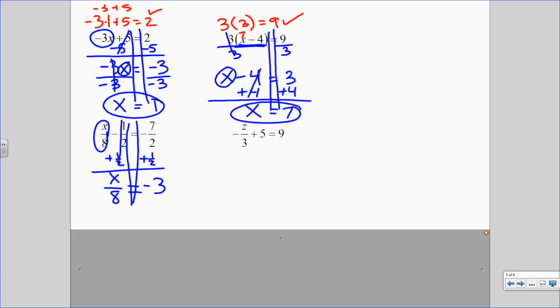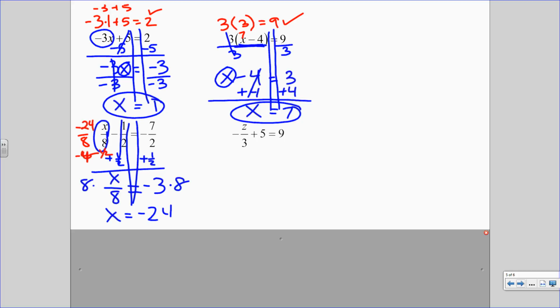And since I'm being divided by 8, I would want to go ahead and multiply. So you would multiply by 8 on both sides, and x would equal negative 24. Then we would want to check that and see if that is correct. So I would plug in a negative 24 up here, and negative 24 divided by 8 is a negative 3.